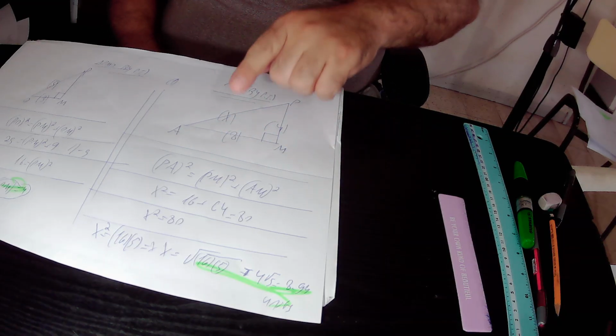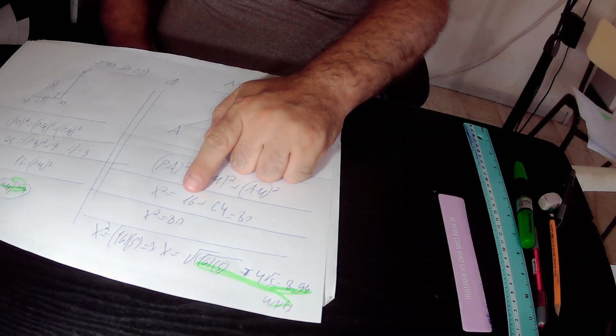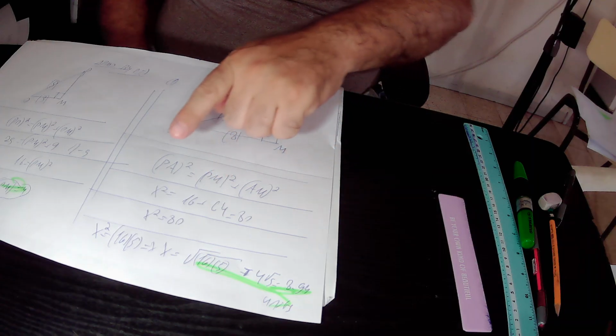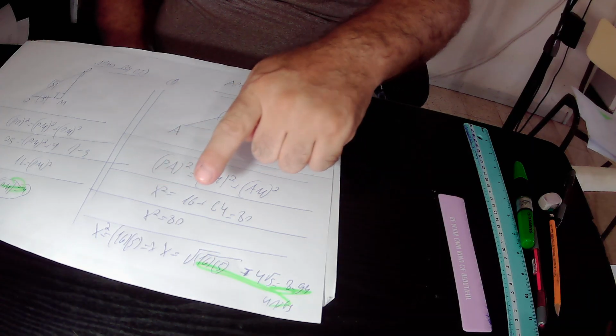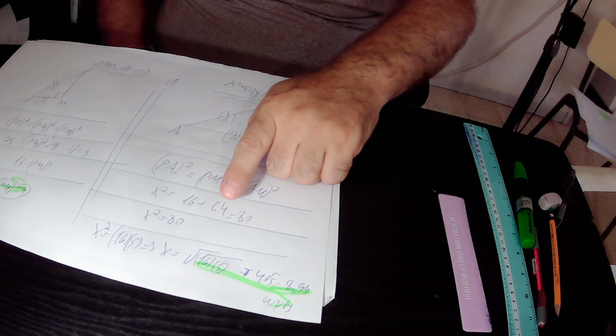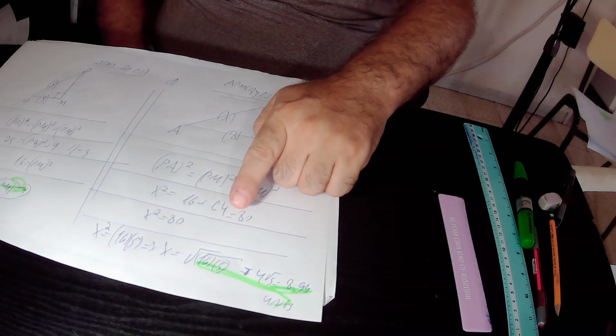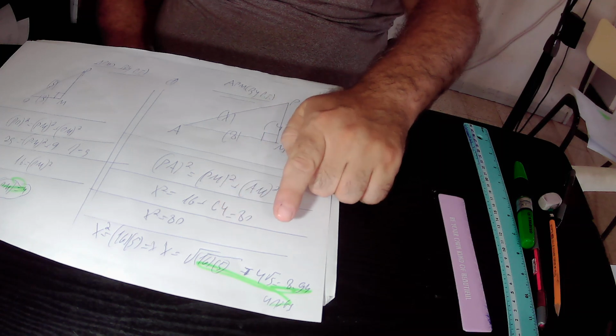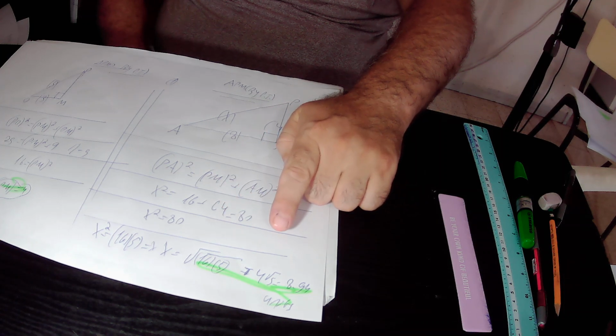We substitute 80 by 16 times 5. So X squared equals 16 times 5. Taking the square root, X equals the square root of 16 times 5. The square root of 16 is 4. Inside the root we are left only with 5.